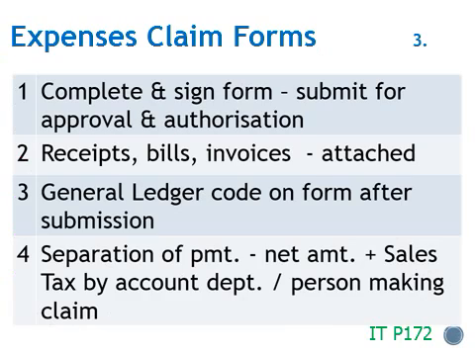This is the procedure to follow when dealing with an expense claim form. Step 1. The employee will complete and sign the expense claim form, and then submit it for approval and authorization. Step 2. All the relevant receipts, bills, invoices, should be attached to the expense claim form. Step 3. The general ledger codes will be put on the form after submission to the accounts department for payment. Step 4. The separation of payment into the net amount and the sales tax might be done by the accounts department, or the person making the claim.